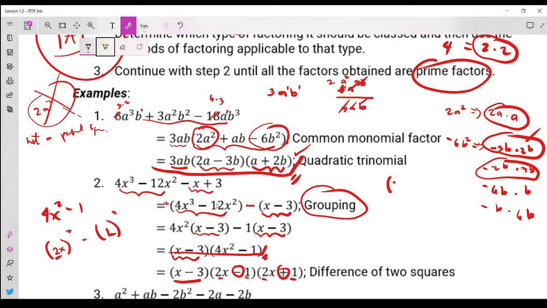So studying our factors, as you can see, we can no longer factor x minus 3, we can no longer factor 2x minus 1, and we can no longer factor 2x plus 1. So hence, this one is our final answer.